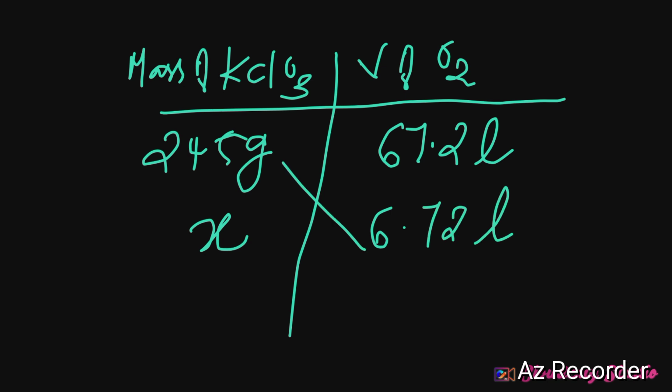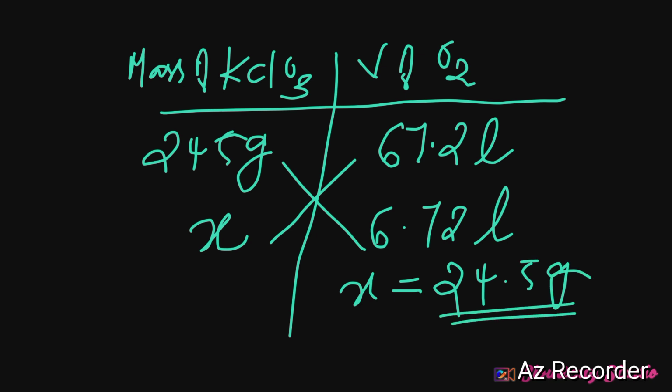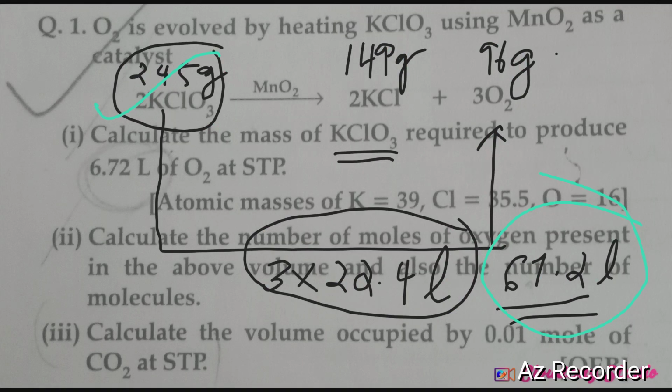Simply on cross multiplying and solving, we will get x as 24.5 grams. That means 24.5 grams of KClO3 is required to produce 6.72 liters of oxygen according to the given equation. I hope it's clear now. We have made the explanation from the question.